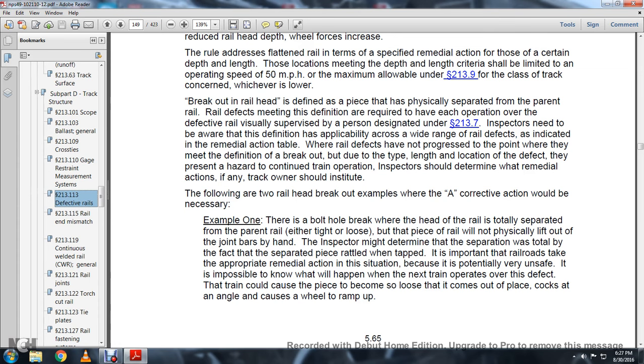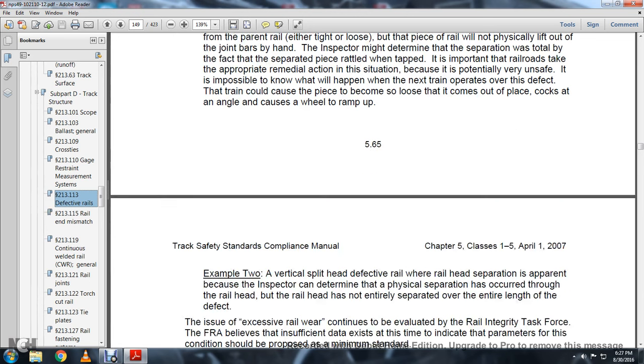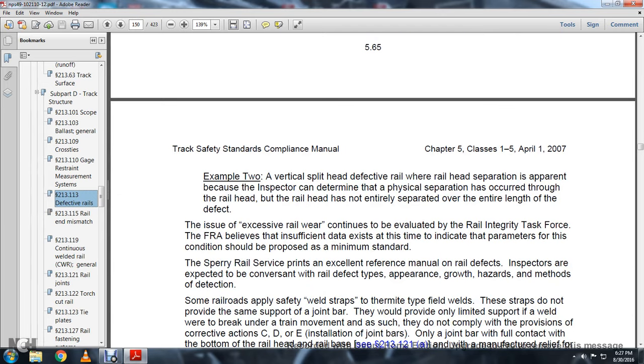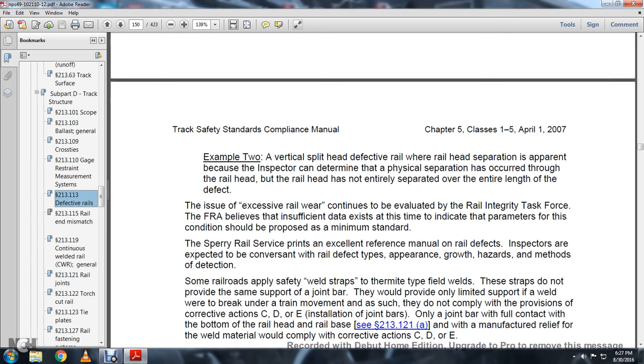The train could cause the piece to become so loose that it comes out of place and cocks at an angle and causes the wheel to ramp up. Example 2 is a vertical split head defect of the rail where the head separation is apparent because the inspector can determine that a physical separation has occurred through the railhead, but the railhead is not entirely separated over the entire length of the defect.